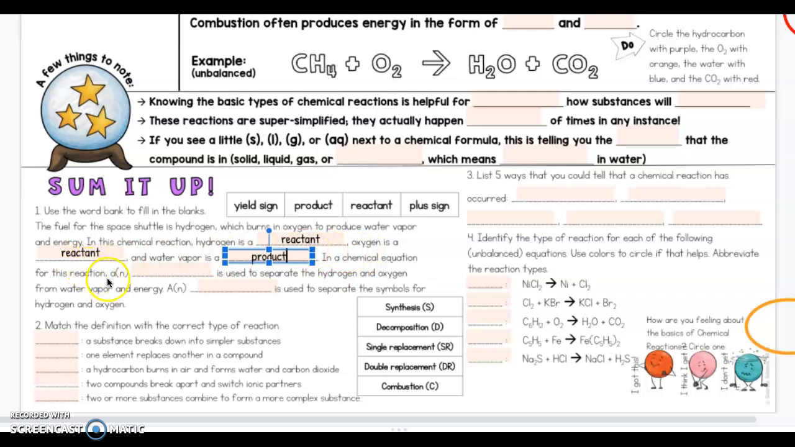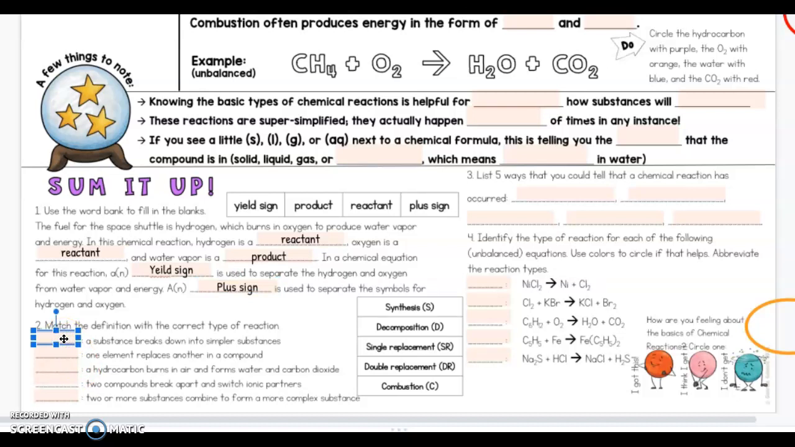In a chemical equation for this reaction, a blank is used to separate the hydrogen and oxygen from the water vapor. So when you're thinking of the chemical reaction, what is it that separates the reactants from the products? That's what this question is asking. And what separates the reactants from the products is the yield sign. That's our arrow. Then, what is used to separate the symbols for hydrogen and oxygen? The hydrogen and oxygen are both reactants, so you use the plus sign to separate them.